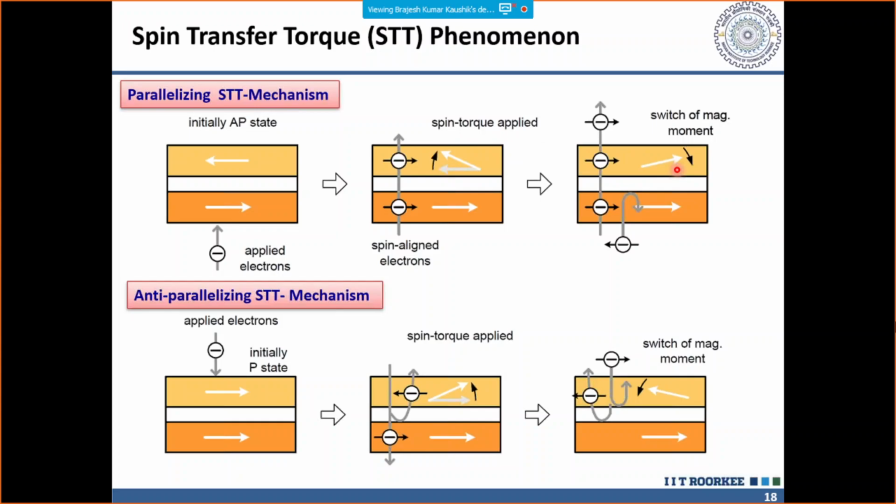And in the anti-parallelizing STT mechanism, similar things can be understood by applying the electrons onto it from the top. We apply the electrons, so the same-orientation electrons will pass through, right? Then some of these electrons will be reflected back from the interface, and they'll start applying the torque onto it. Those that have the same orientation, most of them, will pass straight away. So you have different mechanisms for anti-parallelizing and parallelizing these kinds of MTJs.